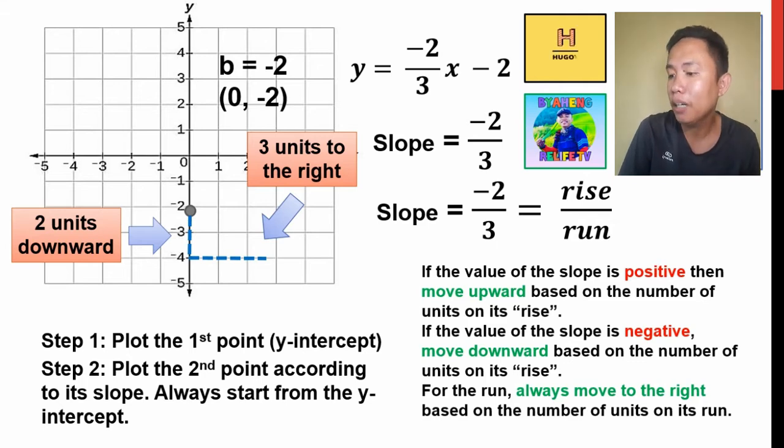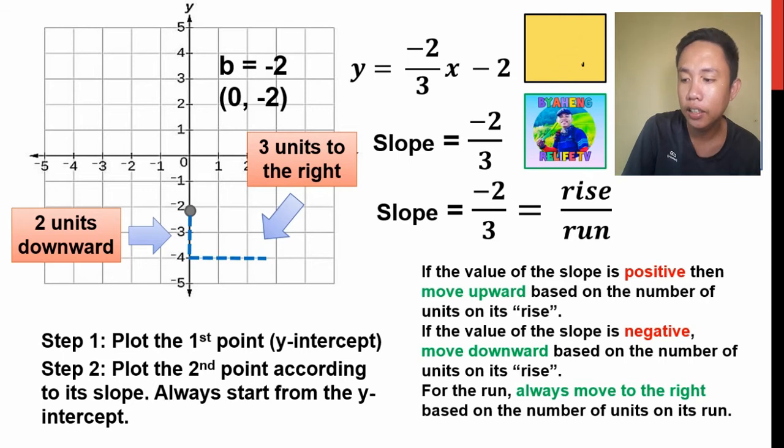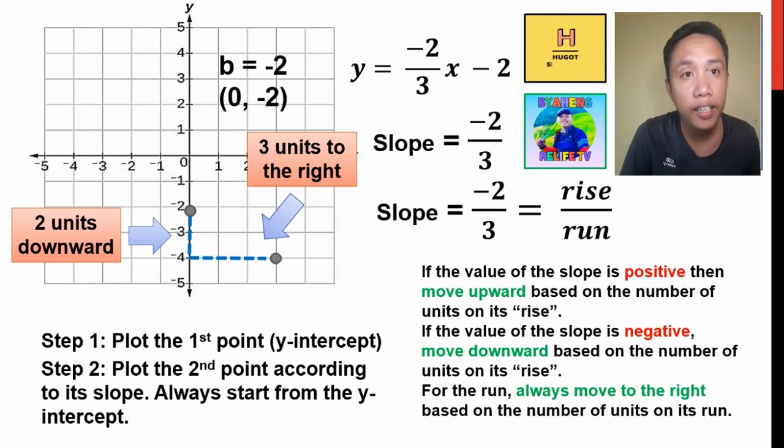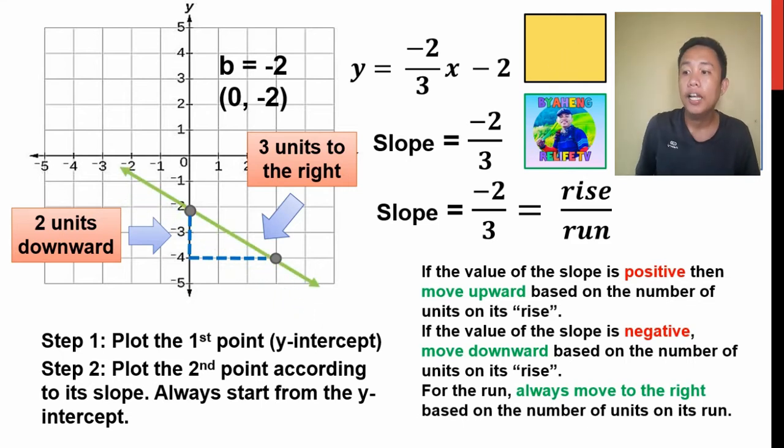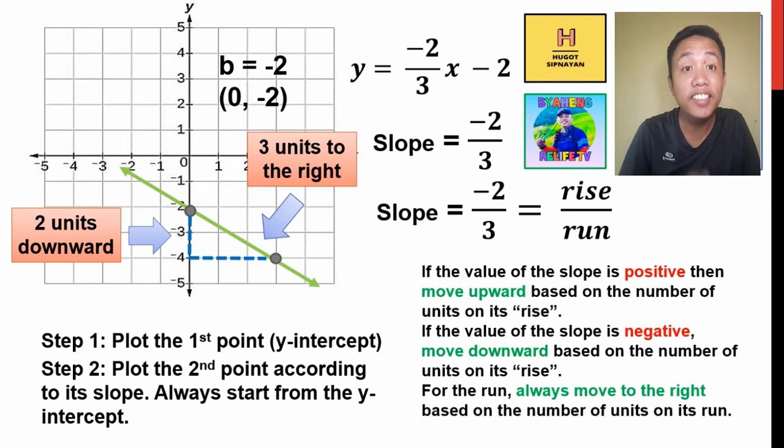Okay. Ngayon, nag-move tayo ng 3 units to the right because of the run natin. Now, we already have the next point. Ngayon, i-connect natin. At yan po yung graph ng ating equation. Okay? So, tandaan po, you need to follow the right step for you to graph that item. Okay? Let's have our next example.